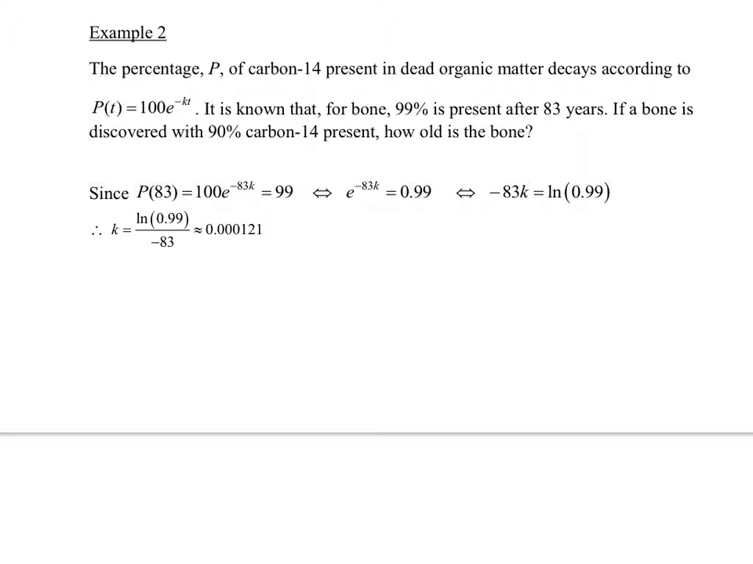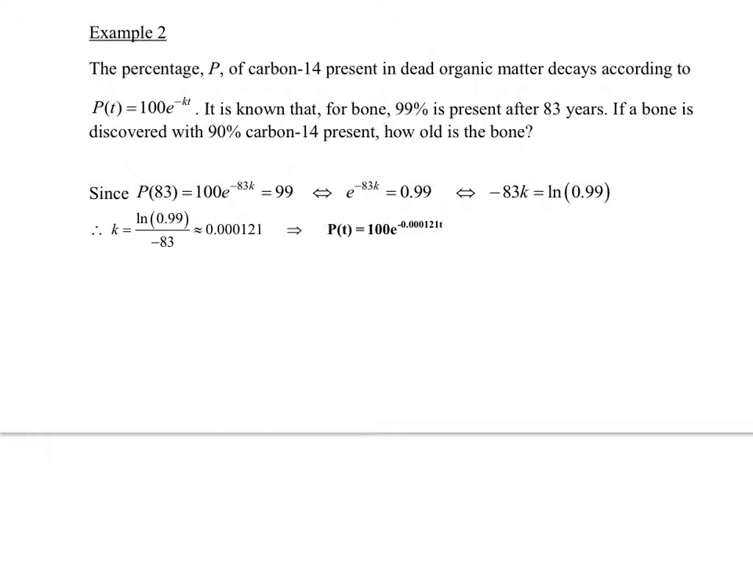So our equation, if we go back to this equation up here, we've now found out what k is equal to, so we can replace k with that negative 0.000121. So we have an equation now that works for us.